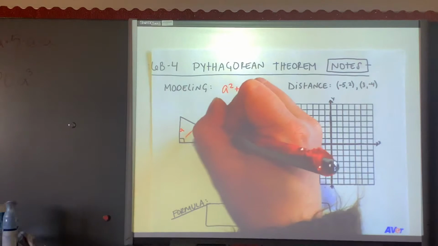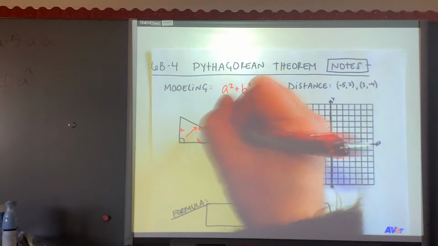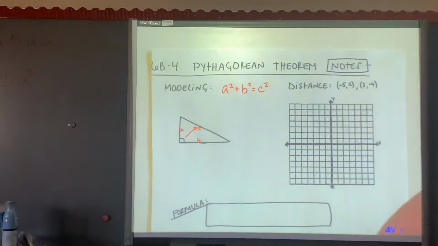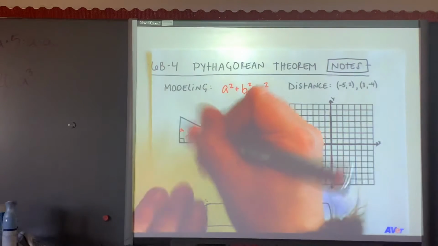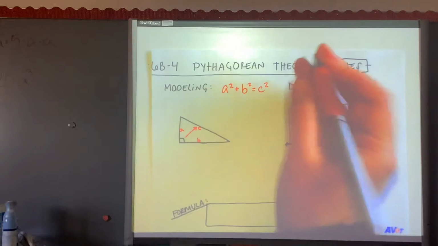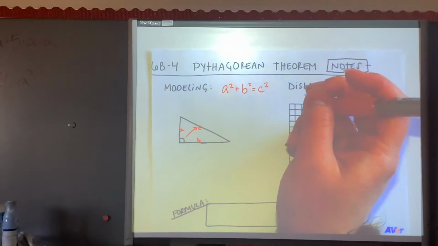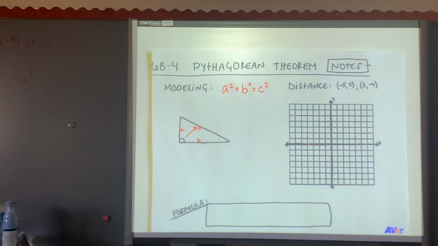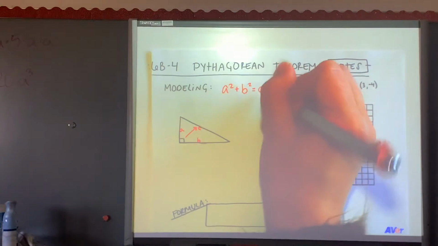This side over here is the c. It is the longest side. It is called the hypotenuse. If we took this number squared plus this number squared equals that number squared, we would be finding the hypotenuse.